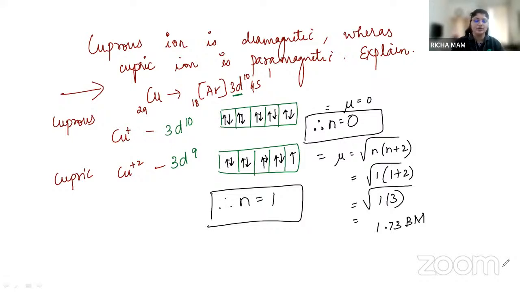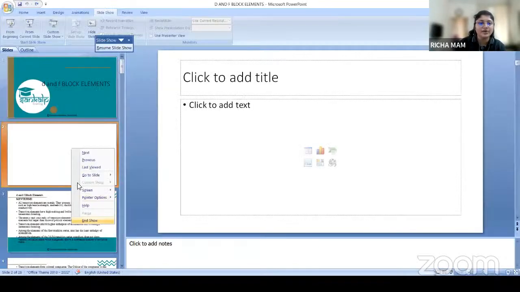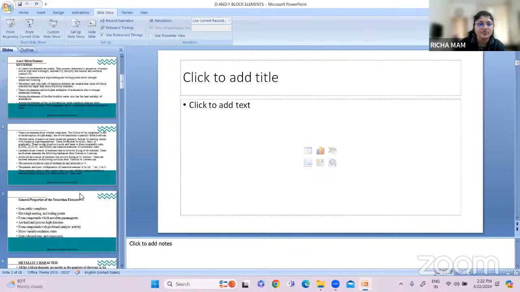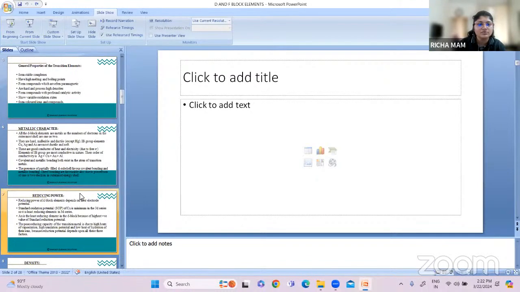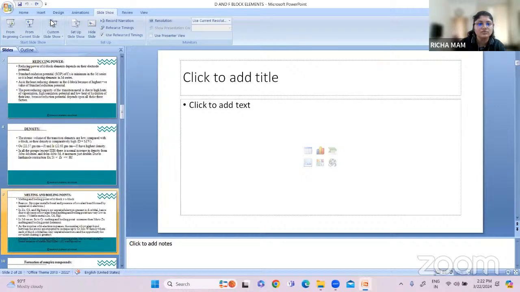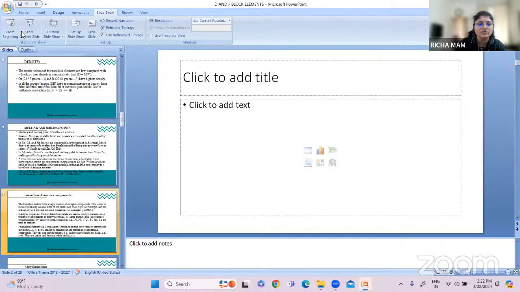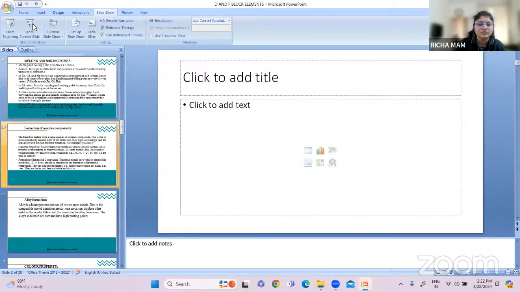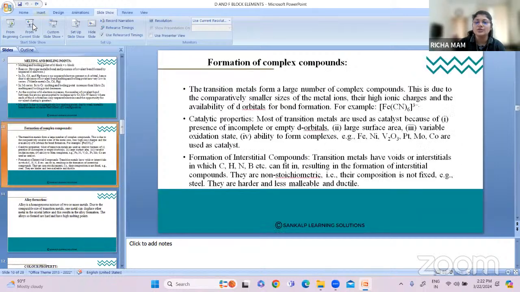On magnetic behavior. Okay, the next property is formation of colored ions. Okay, so next is formation of colored ions.